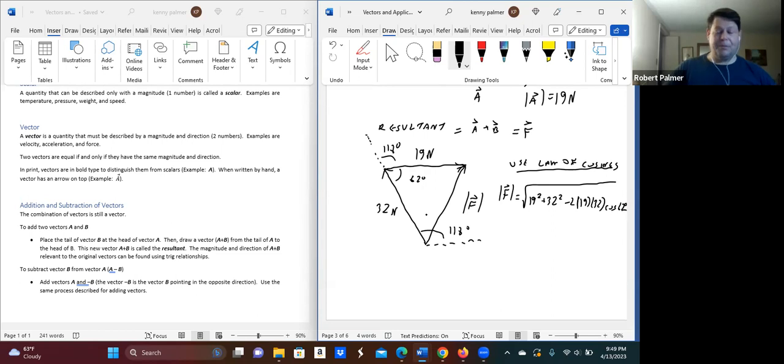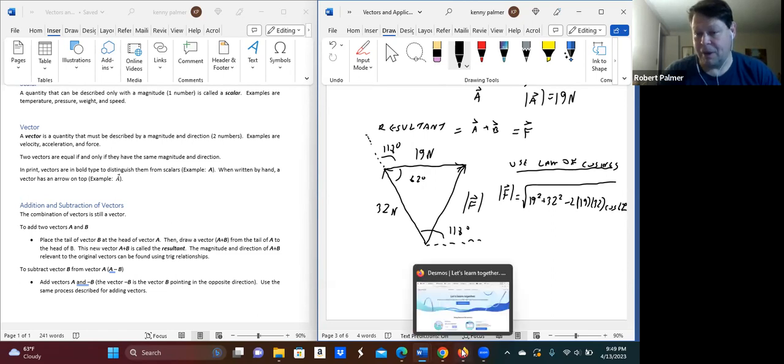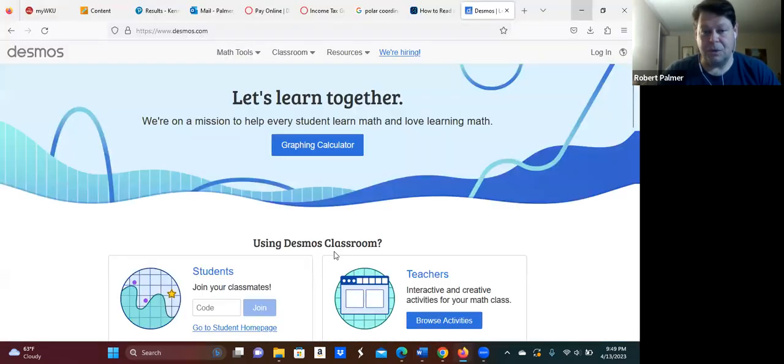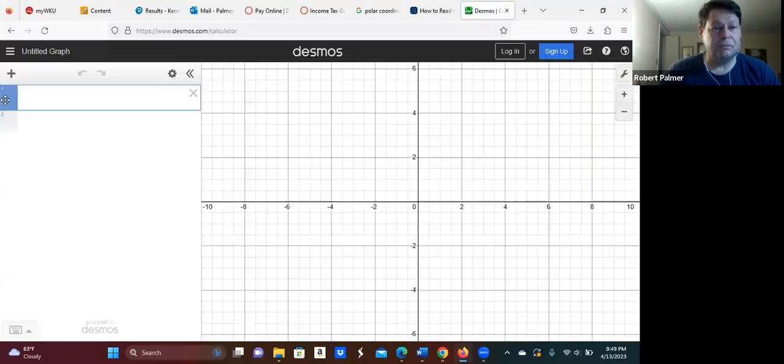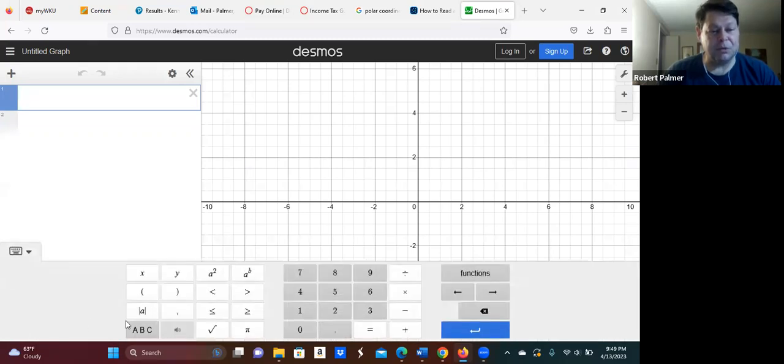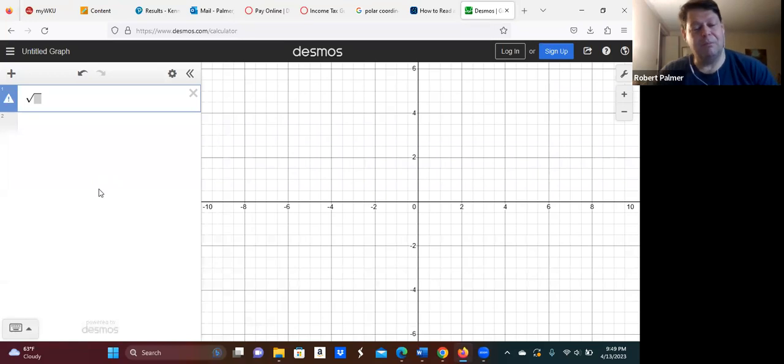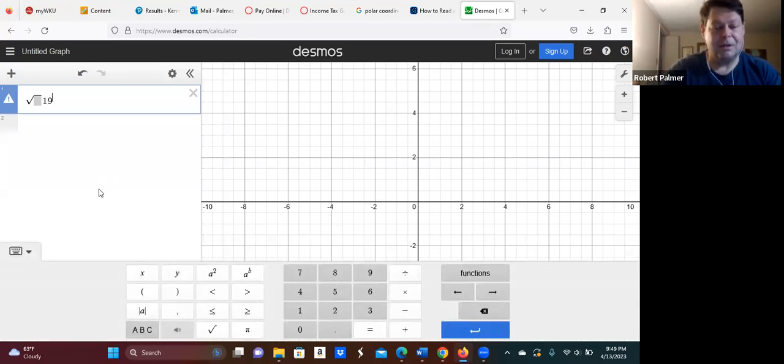All right. Now, I did it that way because let's go to Desmos and plug all that in in one step. That's the best way to do this. So do a square root. You can either go down to the keyboard and use the square root key right here, or you just type the letters SQRT. So it's going to be 19 squared.